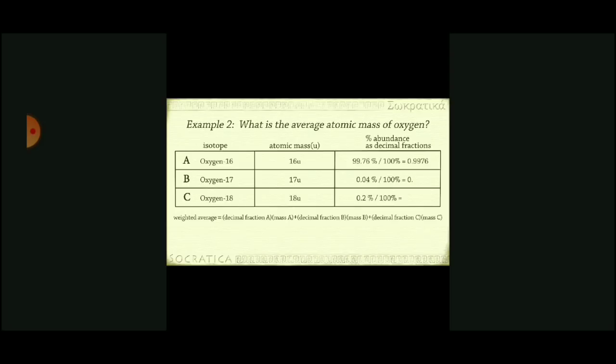Convert it into fractions. First one is 0.9976, 0.0004, 0.0002. Now weighted average is equal to 0.9976 into 16 plus 0.0004 into 17 plus 0.0002 into 18. If you multiply and add it, you will get 16.0044 unified mass unit. That is 16.00 U. We can write it as 16 atomic mass unit.